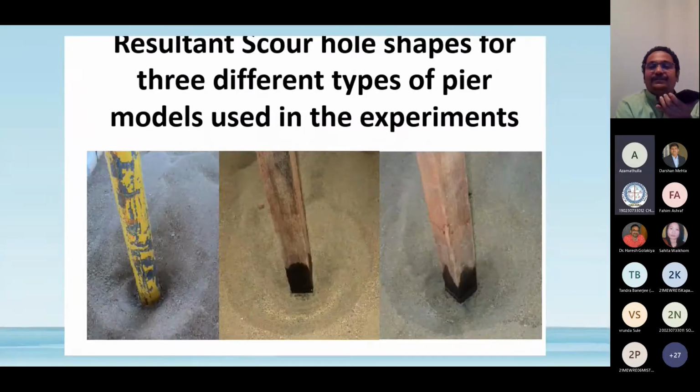Yes. Now see what his idea was. The third pier is slightly, exactly like orthogonal, what we think. So the scour shape, you can observe which one is most, and this work he published in Hydroinformatics in 2012.